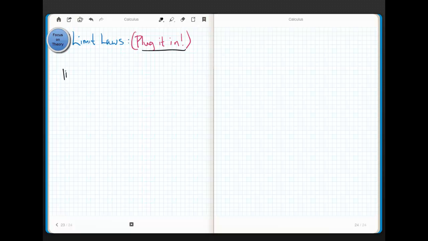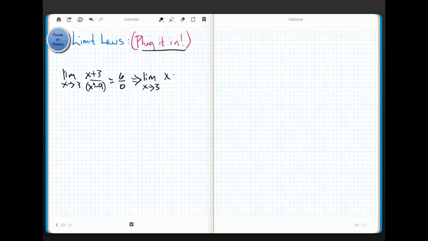If I'm taking the limit as x approaches 3 of x plus 3 over x squared minus 9, plug it in. See what happens. Oh crap, I get 6 over 0. Whatever shall I do? Now, what do we know to do? Well, we're going to do a little algebra. When in doubt, do algebra.